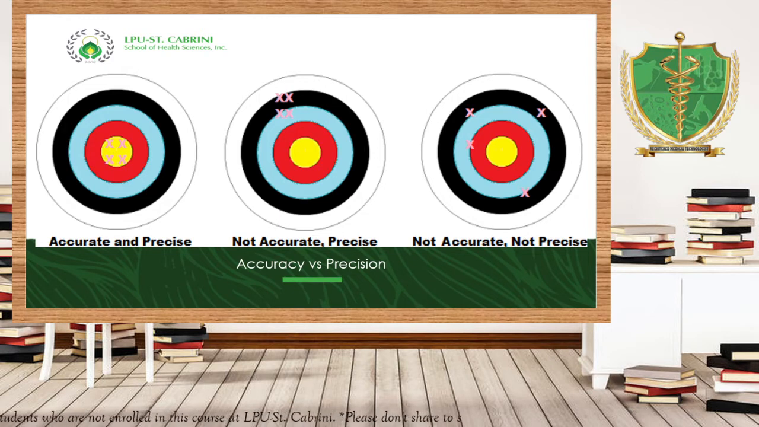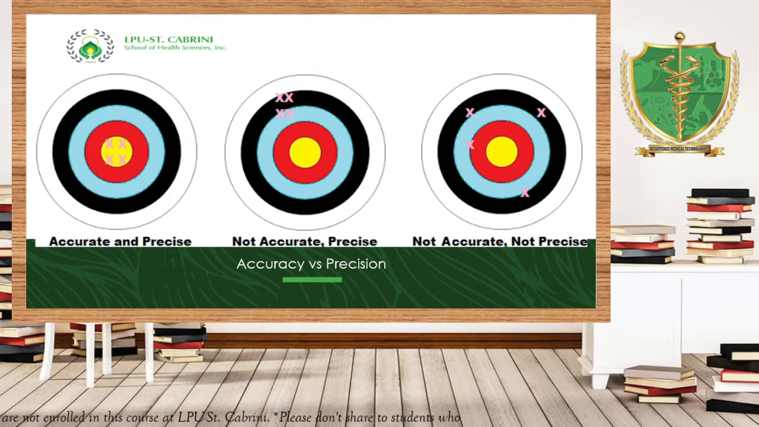Well, of course, I know this is not the first time that you have encountered accuracy and precision. But to have a review, how are we going to define accuracy and precision? When we say accuracy, that is the closeness of our assayed value to the true value. And when we say precision, that is the closeness of our assayed values to one another.